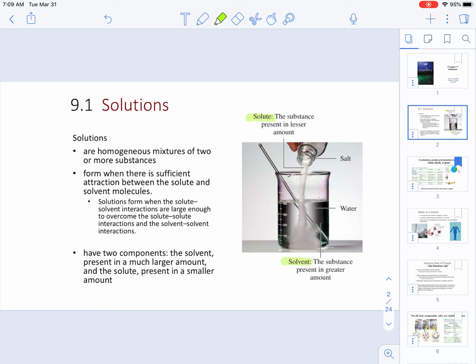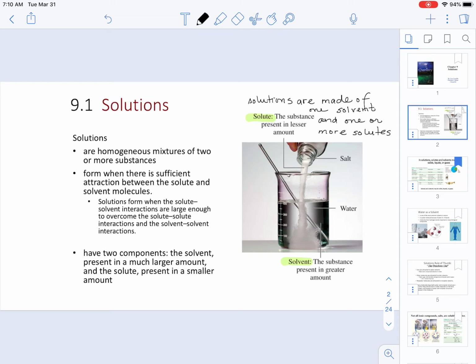Understand that when we are making a solution, solutions are always made of one solvent and one or more solutes.